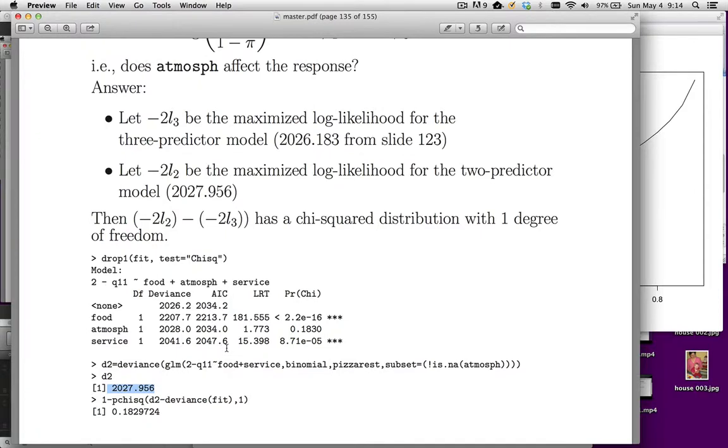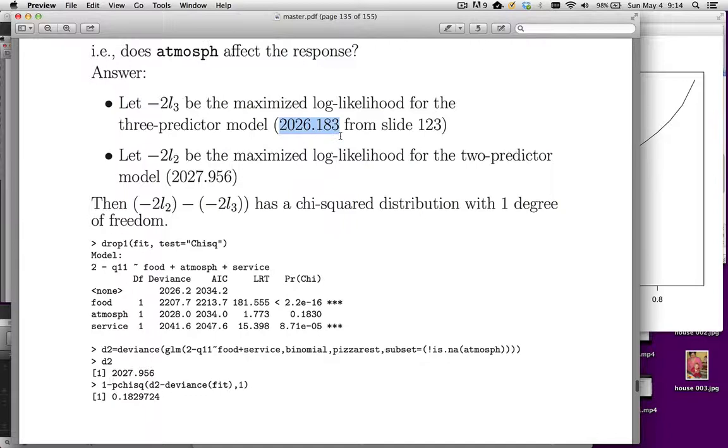We can think about the amount of additional explaining that's done by adding atmosphere to the model as the difference between 2027.9 and 2026.2. That difference is under 2, it's like 1.77. Now that difference will have a chi-square distribution with 1 degree of freedom, so that's why I'm writing that here. And I get a p-value of about 18%.